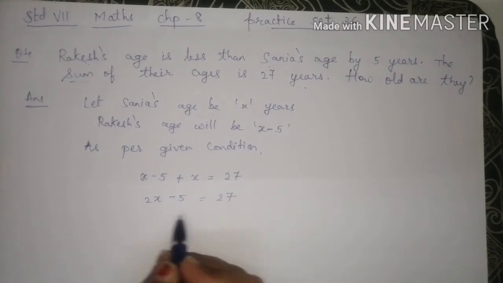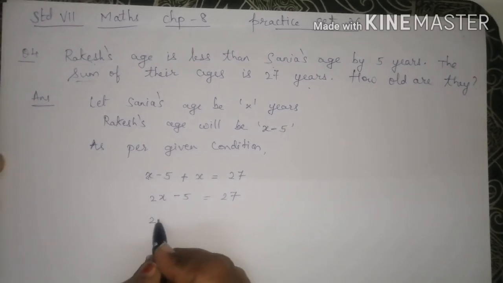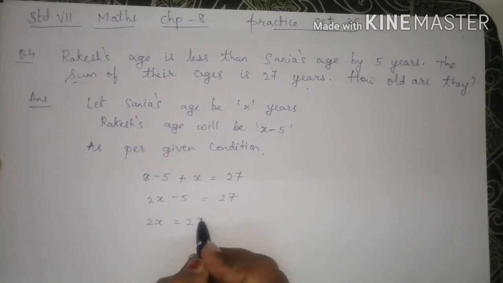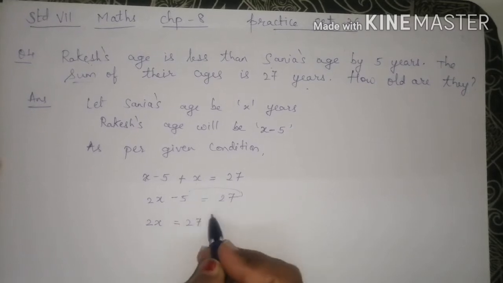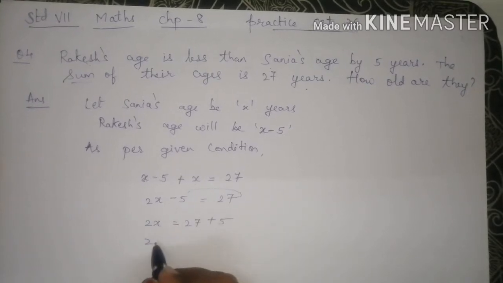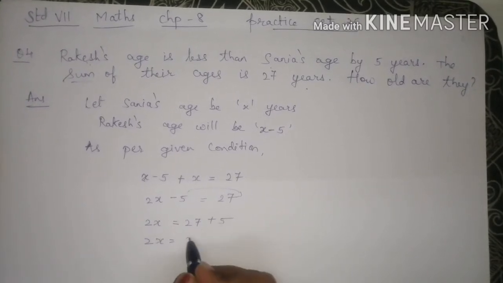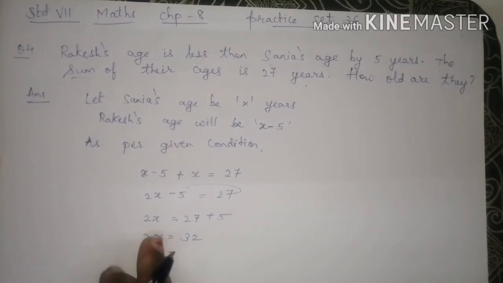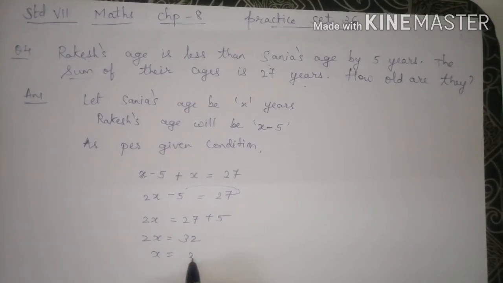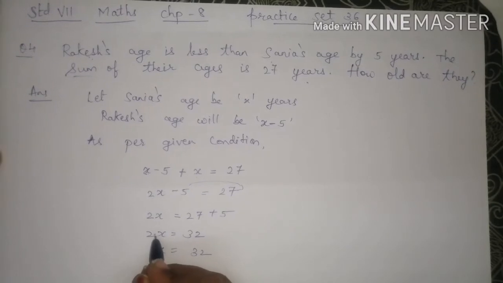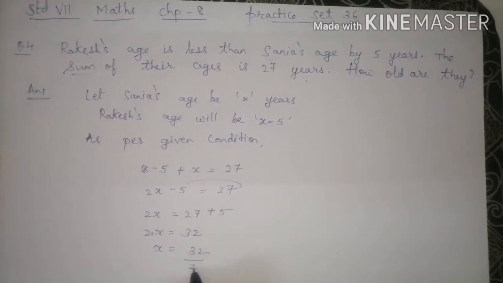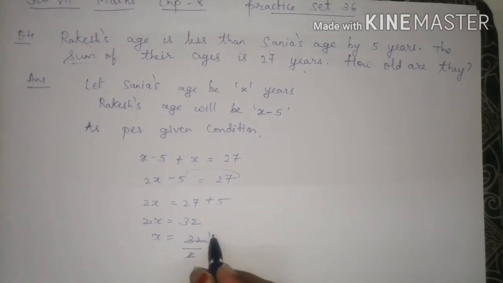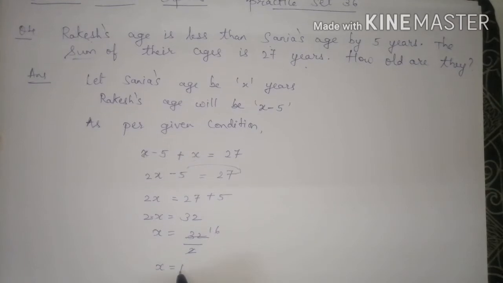Now this number we can take to this side, so we can get the value of x. So 2x is equal to 27. This minus 5 will go this side and become plus 5. So 2x is equal to 27 plus 5, which gives you 32. We want the value of x, so x is equal to 32. This multiply by 2 will go to this side and become divide. So if we divide 32 by 2, 2 16s are 32. So the x value we got is 16.